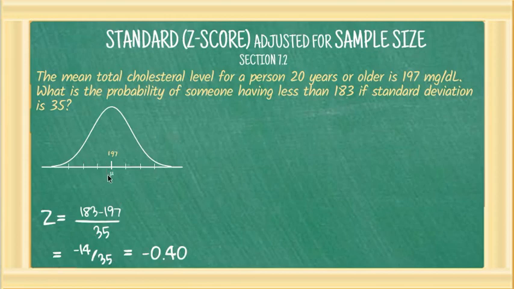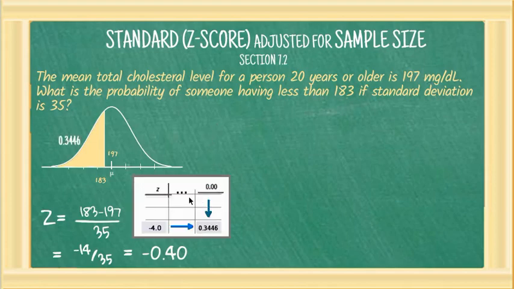That's how many deviations. So we're just under half of a deviation to the left. Okay, and then we can use our table or calculator to get the area that goes with that. So we look at our z-table, negative 0.40, and the area is 0.3446, or just over a third of the area. So that tells us about a third of the people would be below 183. The other two-thirds should land above 183, again based on a mean of 197 and a deviation of 35. Okay, now that should look familiar.